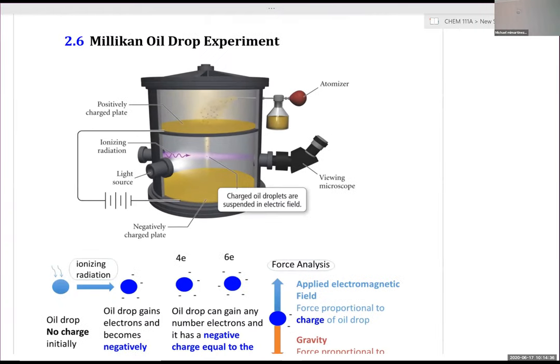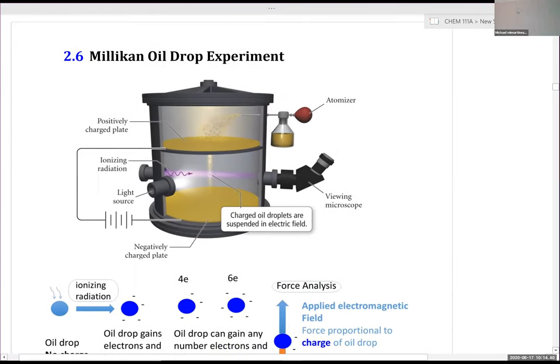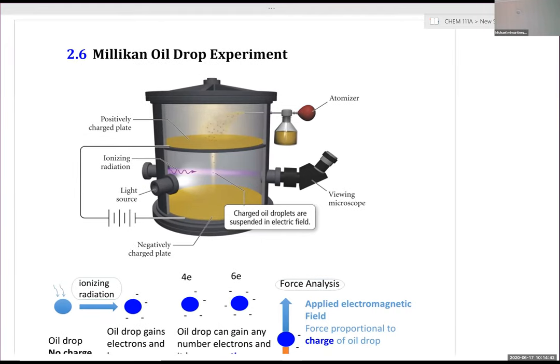Okay, so now we're going to look at one of the key experiments in elucidating the charge of an electron, which is the Millikan oil drop experiment. It's quite a clever experiment in design. So the way it's set up, you have an atomizer, and at the top of this chamber, you're generating oil droplets.